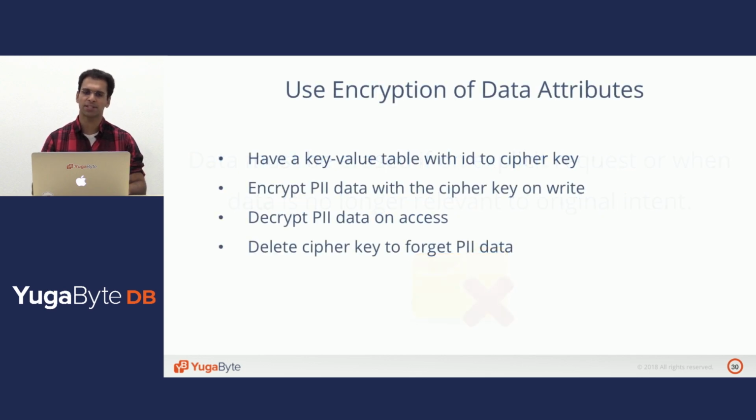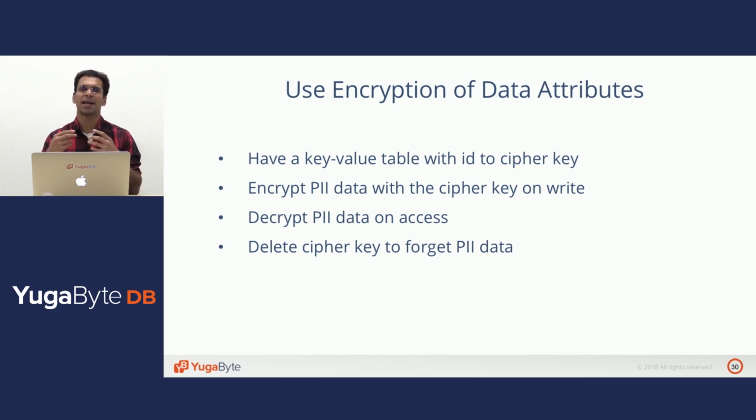Well, that's easily said, but it's much harder to implement in practice, especially when you have a lot of data, because deleting small bits of data and ensuring they're no longer present on disk is a non-trivial problem. So here's the same technique we talked about for the encryption and security part, protecting user data, previously. What you could do is have a key value table which maps a personally identifiable ID to a cipher key. So you have an ID of a user, you store a cipher key against it.